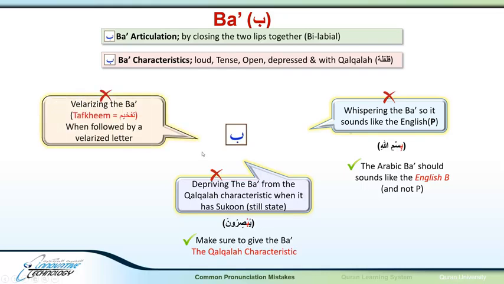The third common mistake of the ba is velarizing it, making tafkhim when followed by a velarized letter. Al-baatil, baatil. So the right way of pronouncing it is baatil, not velarized. So make sure to attenuate the ba, give it tarqiq, not tafkhim.